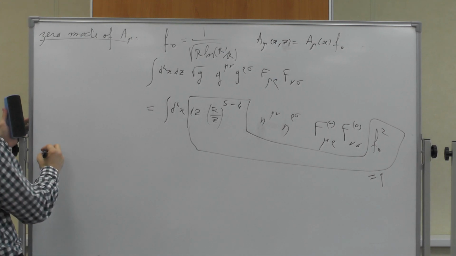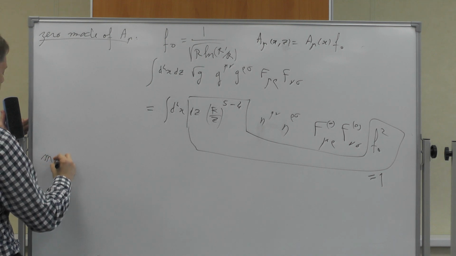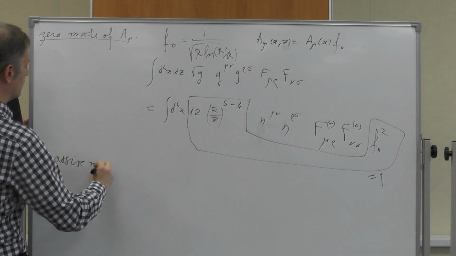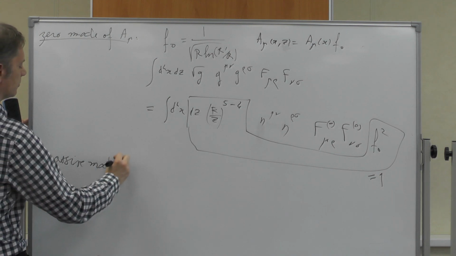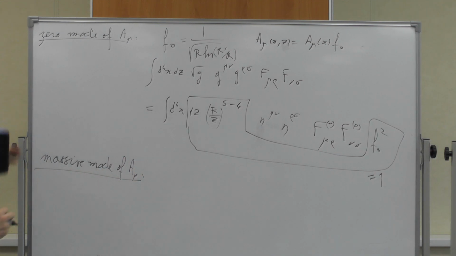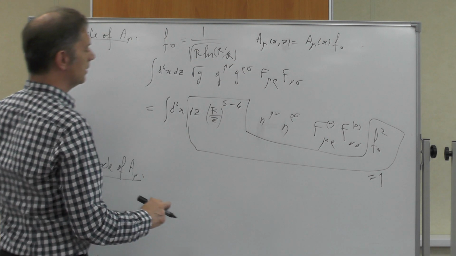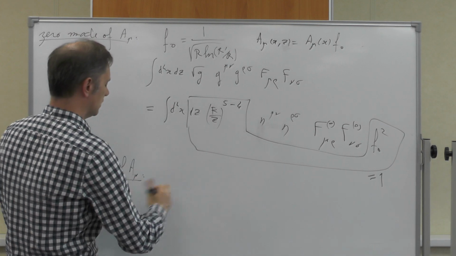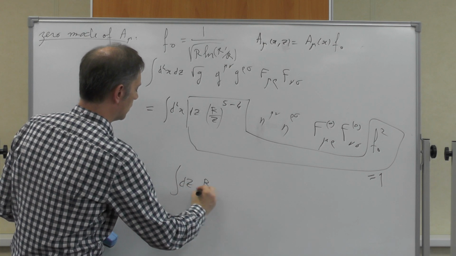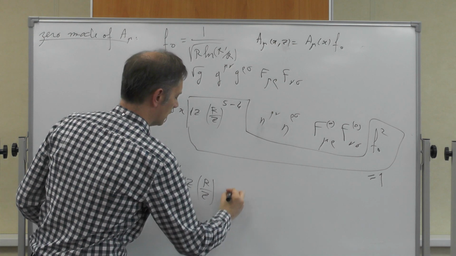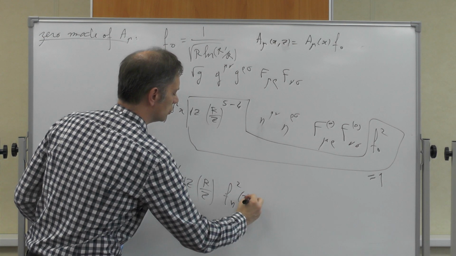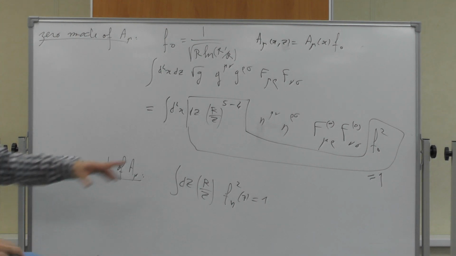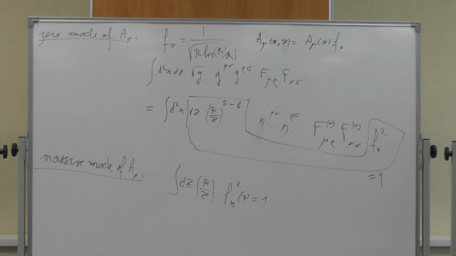So that's the normalization of the zero mode. Now what about the normalization of the massive mode? So in principle, the integral is much more complicated in this case, but here I will care only about the scaling and the dependence in R and R prime, so that will simplify my life. So the discussion is very similar, right? At the end of the day, you have this normalization condition, which is simply the integral over z, R over z, times fn squared, which is now a function of z, which is equal to 1. And fn is this complicated sum of Bessel functions.